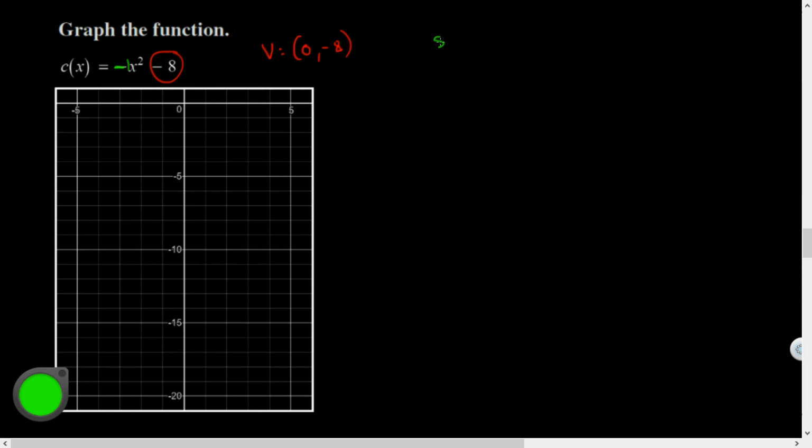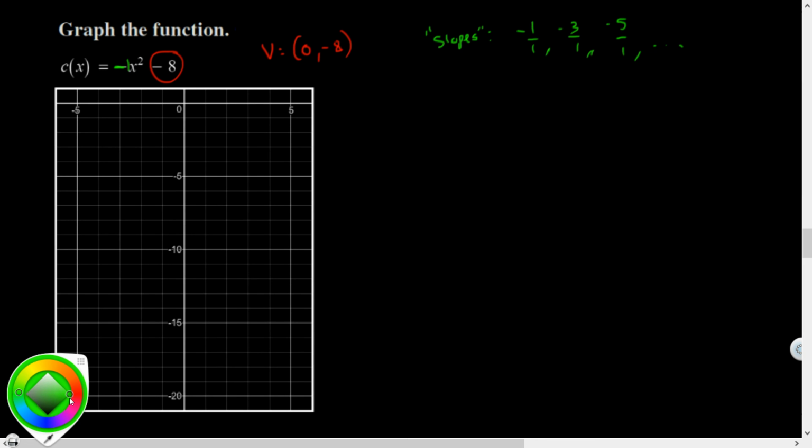For my slopes, and I use that term super loosely, mathematicians are probably crying already that I'm even calling it that, instead of going up 1 over 1, up 3 over 1, I'm going to go down 1 over 1, down 3 over 1, and down 5 over 1, etc. So that negative just changed the direction of the parabola. The vertex is at 0, negative 8, so that's right here. Careful counting the scale here; make sure you don't get thrown off by the scales I gave you.